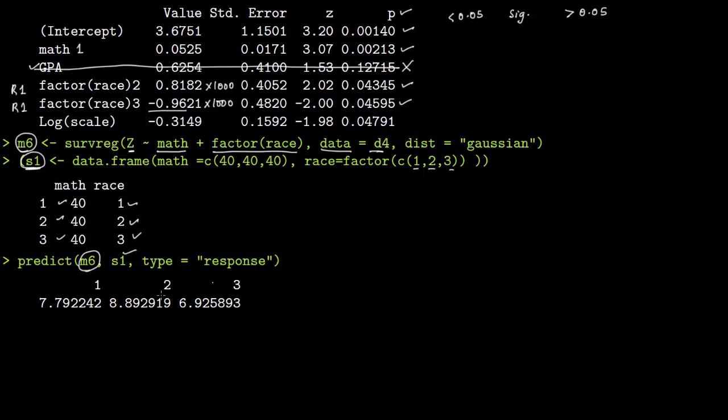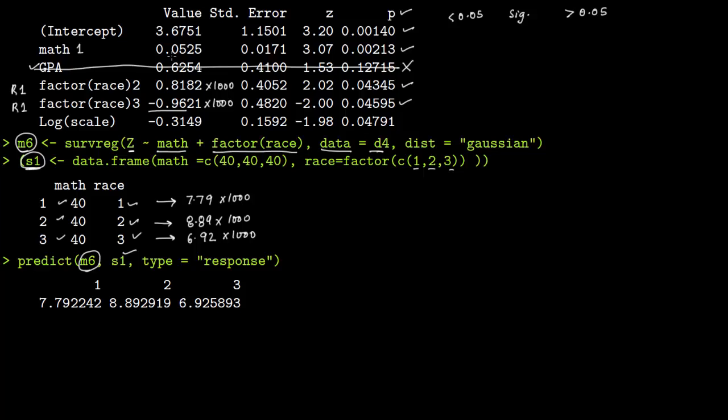Now you predict with model M6, put in this data set S1 right here. Your type is response. So you feed in 40 into the model, race is 1. Your salary comes out to be 7.79, times $1,000. If you feed in 40 and race is 2, this comes out to be 8.89 times 1000. And if you feed in this third row, race 3, again the math score is constant, only the race is changing, 6.92 times 1000.